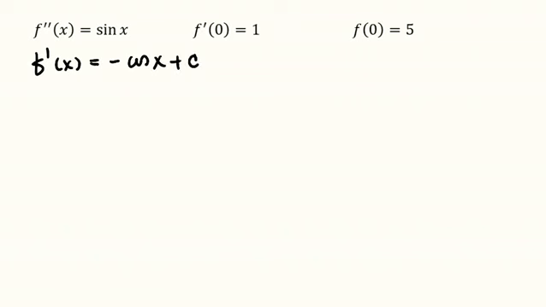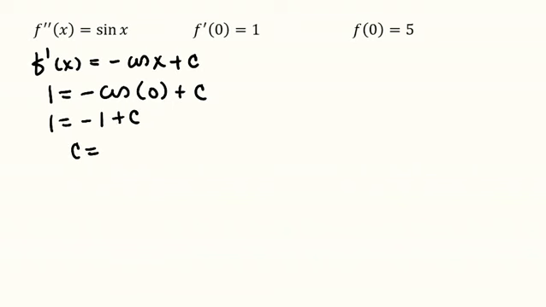Plus c. f prime of 0 equals 1, so 1 is equal to the negative cosine of 0 plus c. What's the negative cosine of 0? Negative 1, yes, unit circle. Practice it every day. So 1 equals negative 1 plus c. c is going to need to be 2. Okay, so that means that f prime of x is equal to negative cosine x plus 2.